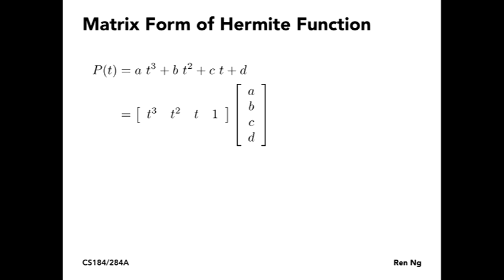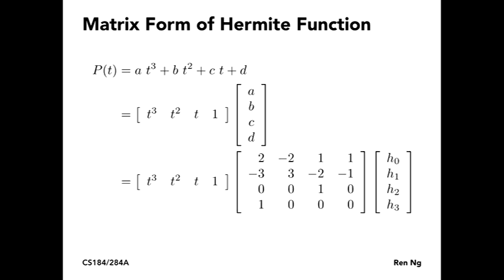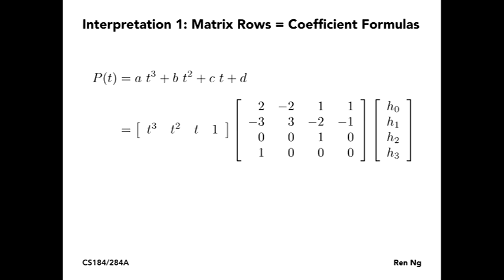Now, the next thing, of course, we can plug in is what? We know ABCD in terms of H0, H1, H2, H3. That was just the previous slide, so we can just put that in here. Okay? So now P of t. P of t is what? P of t is the function that we want that's going to give us, in a continuous sense, every position on this smooth curve segment between those two endpoints, between P0 and P1. So P of t is the output that we want here. Here's a matrix representation of it. Let's take a look at this a little bit. Interpretation 1 of this is the simplest one, and just flows directly from the derivation we had, that the rows here are the coefficient formulas.